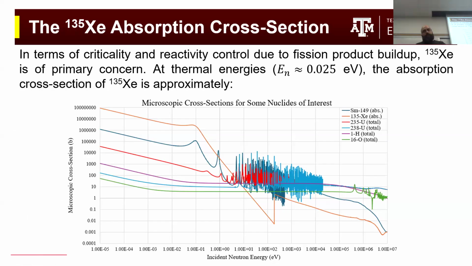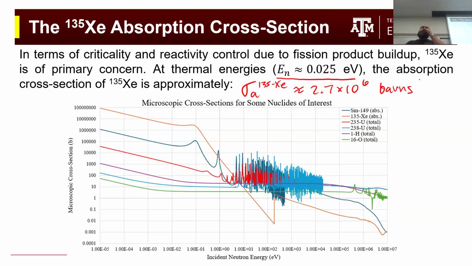So that's everything we need to know about samarium. And then the other one that we want to be familiar with is xenon. In terms of absorbing fission products, xenon is the most important because it has the highest thermal absorption cross-section. The absorption cross-section for xenon at thermal energies, so around 0.025 eV, is about 2.7 times 10 to the 6 barns. So we'll say sigma A for xenon-135 is approximately 2.7 times 10 to the 6 barns.